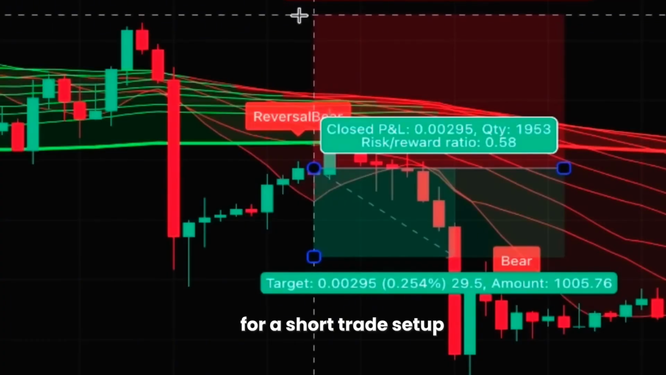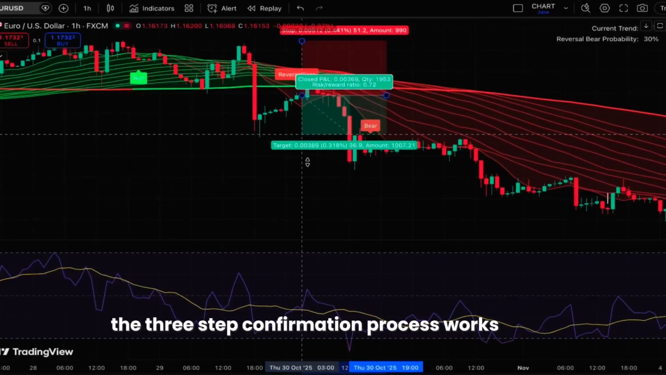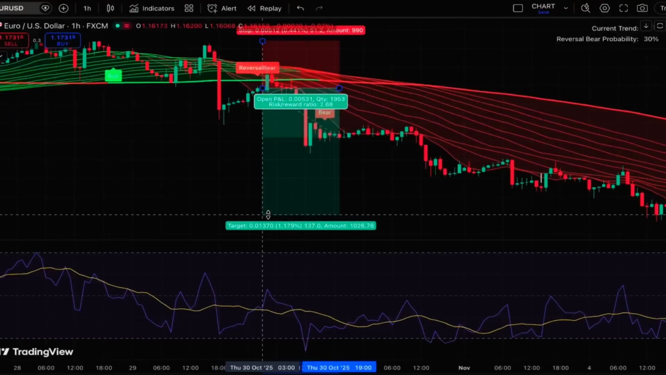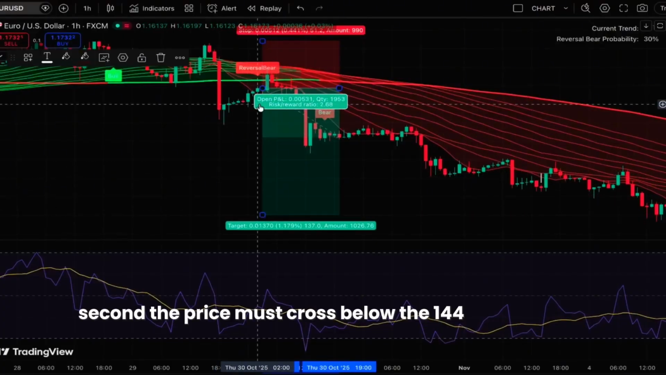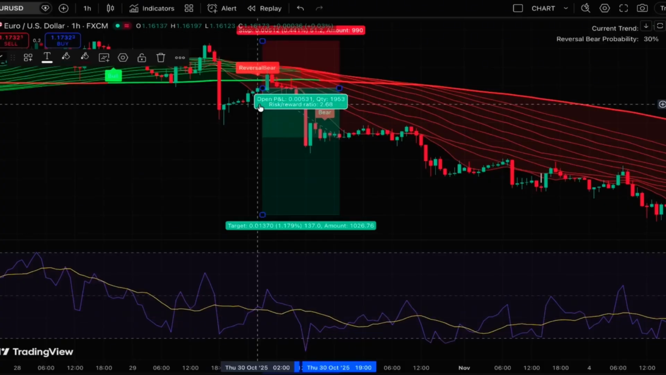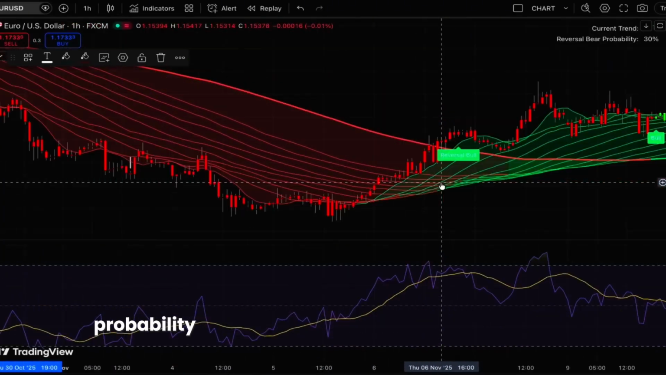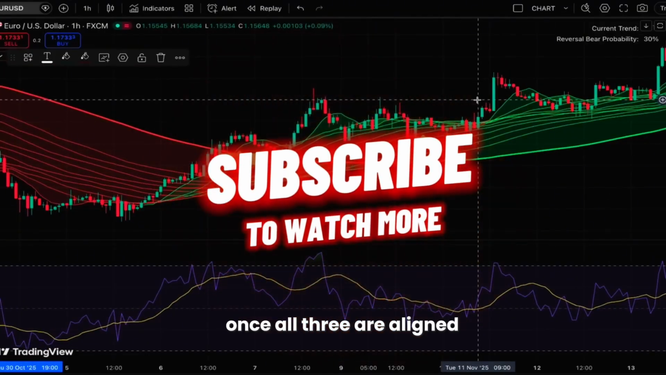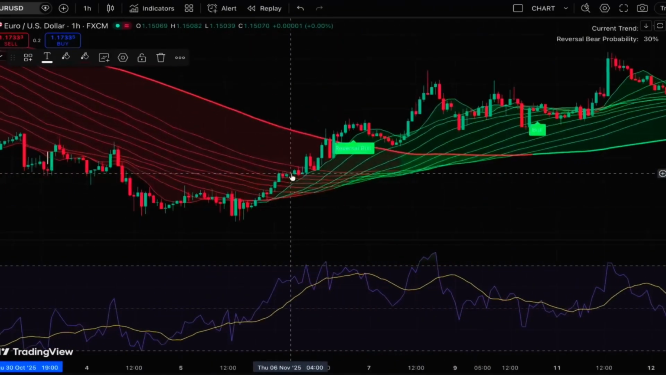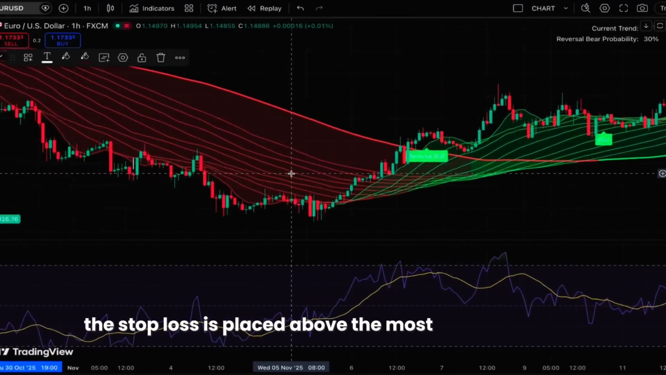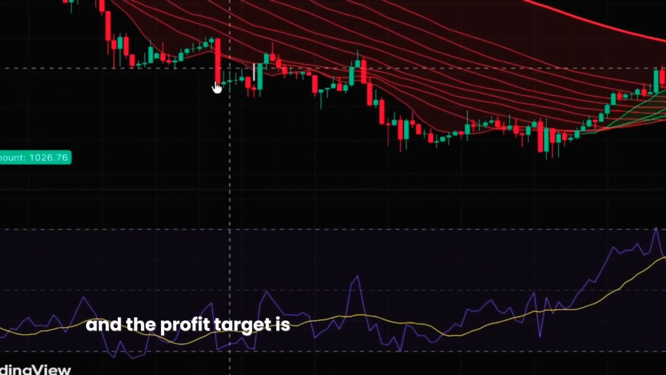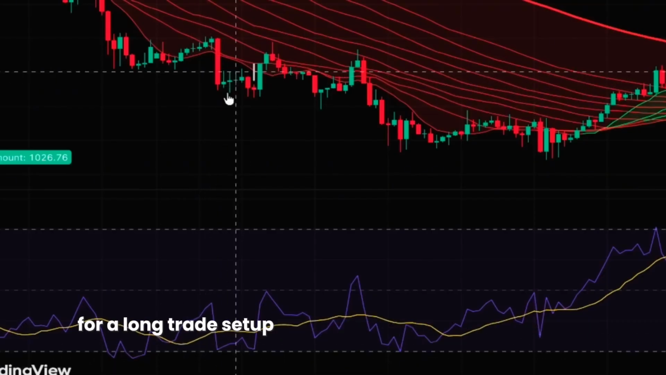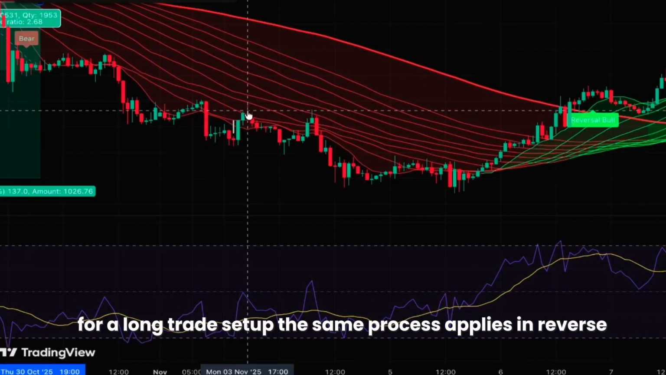For a short trade setup, the three-step confirmation process works like this. First, bearish RSI divergence must be present. Second, the price must cross below the 144-period moving average. Third, the trend reversal probability calculator must generate a reversal signal. Once all three are aligned, a short entry is considered valid. The stop loss is placed above the most recent swing high, and the profit target is set at a risk-to-reward ratio of 2. For a long trade setup, the same process applies in reverse.